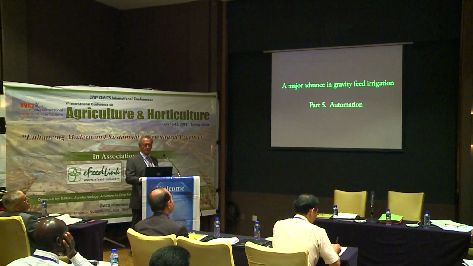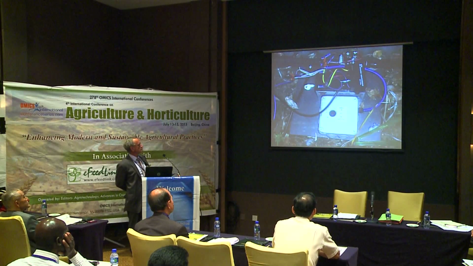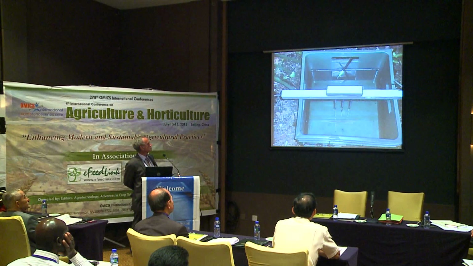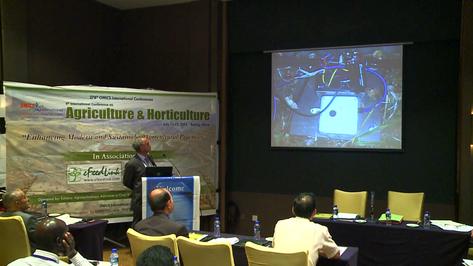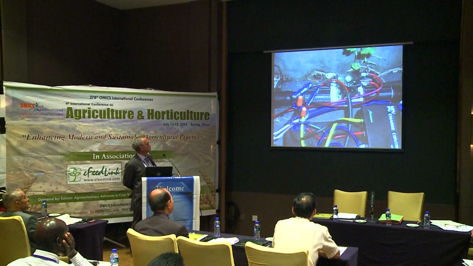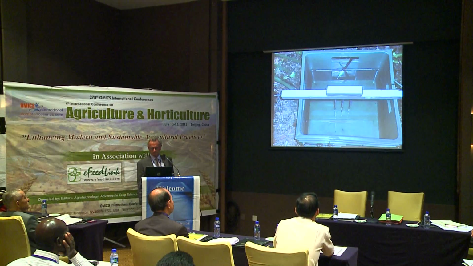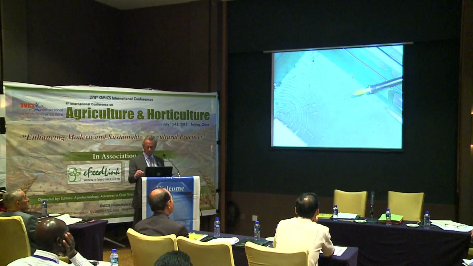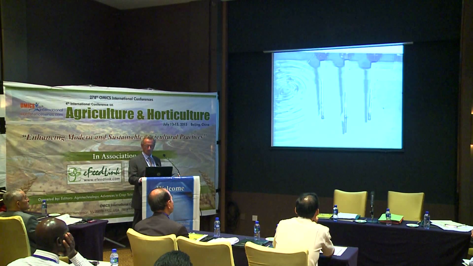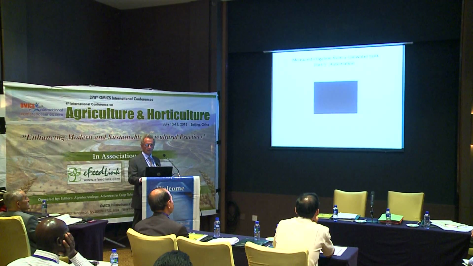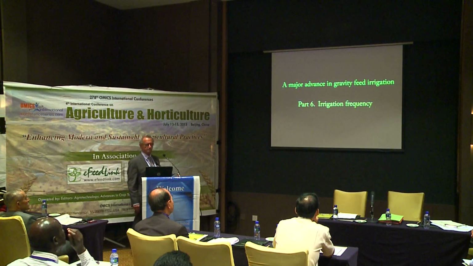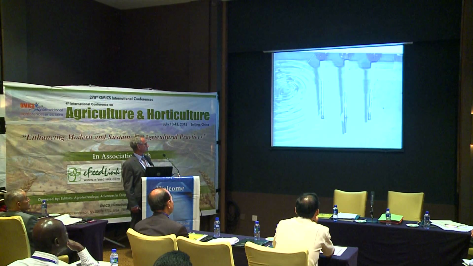Part 5, automation. How can the irrigation system be automated using a solar panel? You will need a solar panel, a 12-volt battery, a charge controller, a level sensor, a valve controller, and a solenoid valve. When the water in the evaporator falls below the low probe, the irrigation commences. When the water level reaches the high probe, the valve controller closes the valve and the irrigation stops.